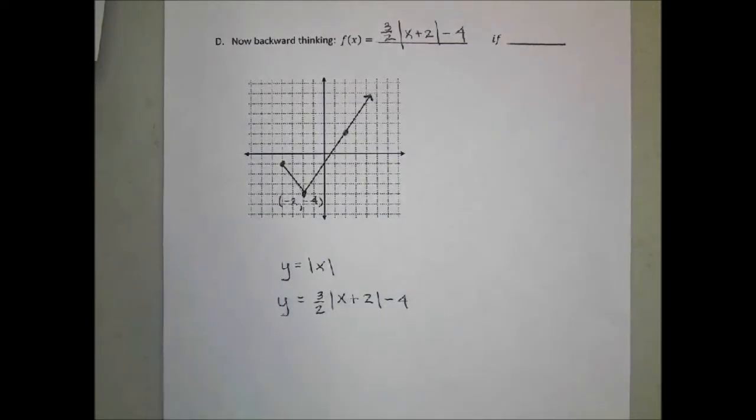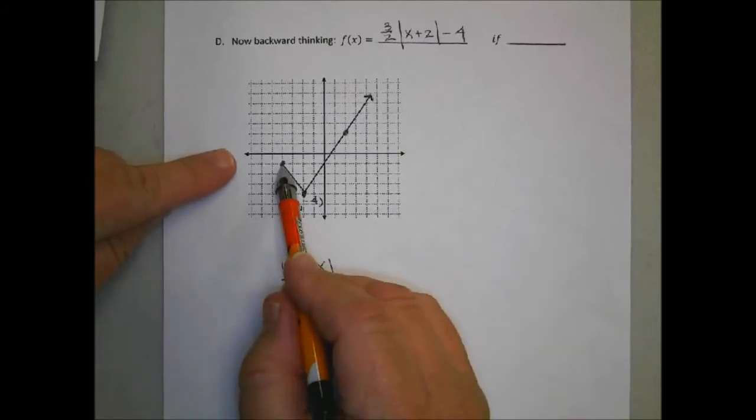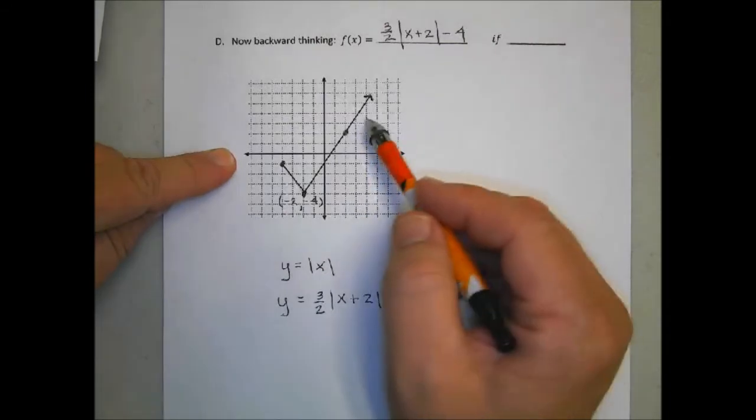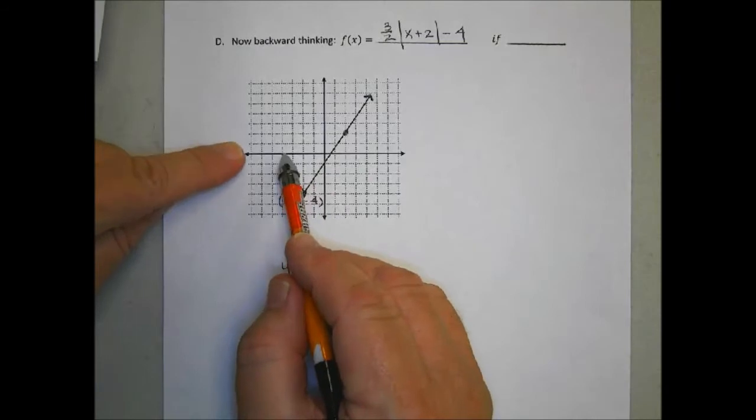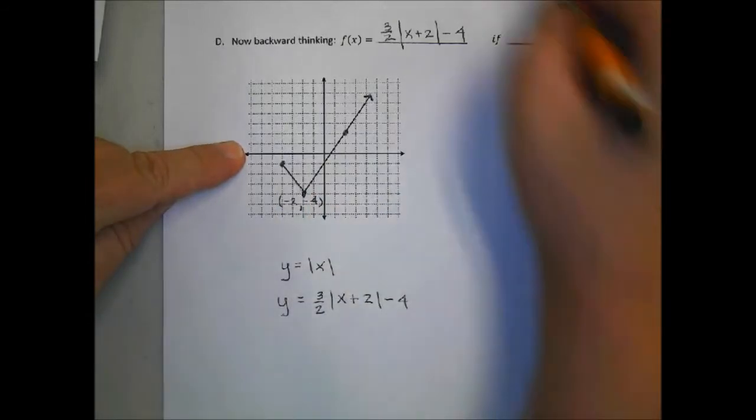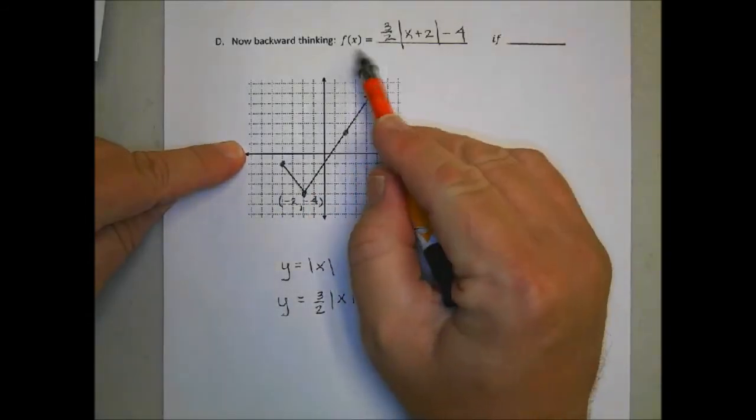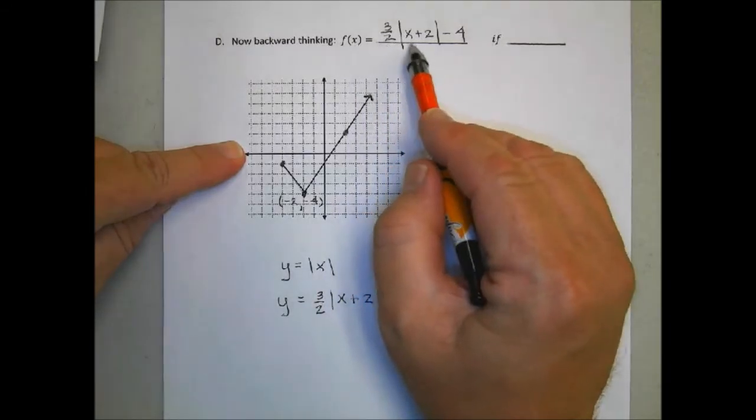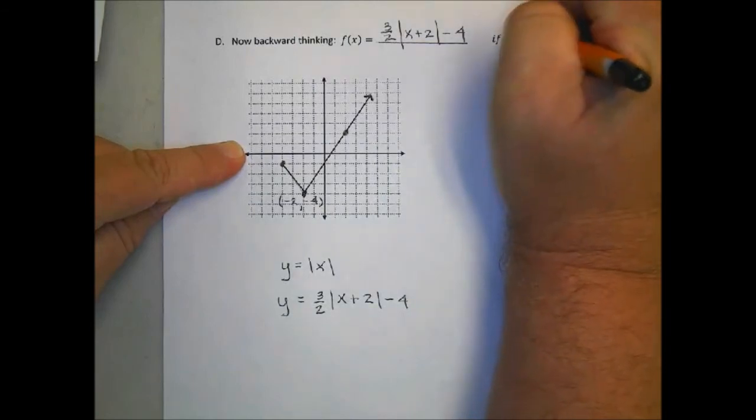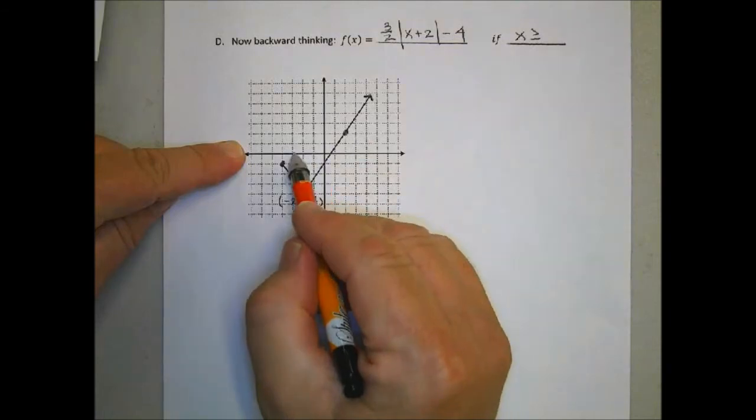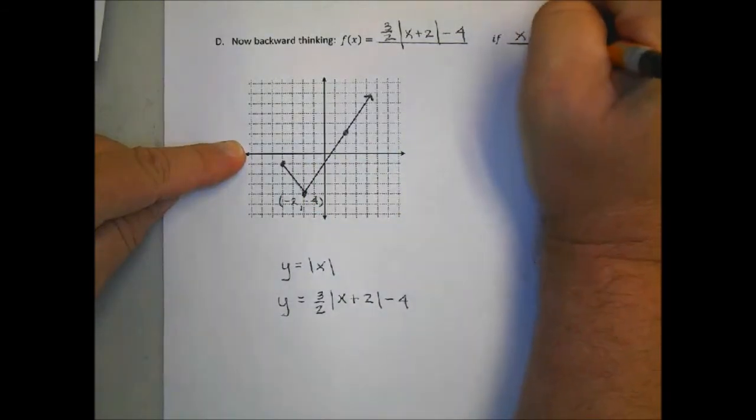However, this is not the full absolute value graph. It's not a V that goes up forever and ever in both directions. It actually has a starting point. It really doesn't have an ending point because it goes on forever this way, but it has a starting point, and that starting point is at x equals -4. And then it just uses the rest of the graph. So f of x equals 3 halves, absolute value x plus 2 minus 4 if x is greater than or equal to minus 4.